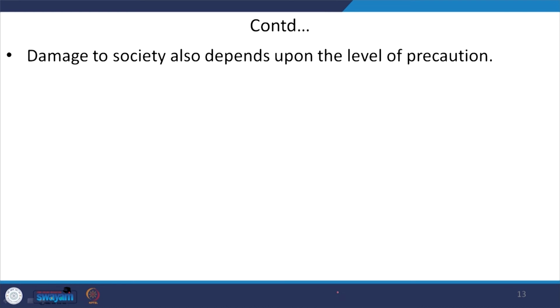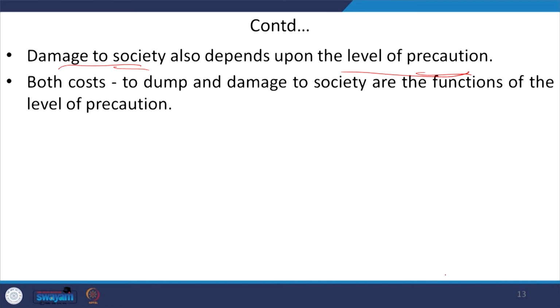And moreover, when the precaution is not taken, the damage to the society would be more. So, the damage to the society depends on the precaution level that the dump owner is taking, right. Both costs matter: the dump is costing you, and if you are not taking precaution, it is also going to cost the society. So, the cost of the dump and the damage that the society is suffering are functions of the level of precaution itself.